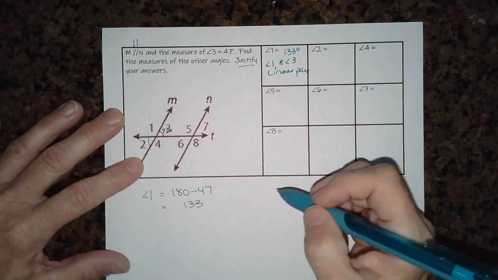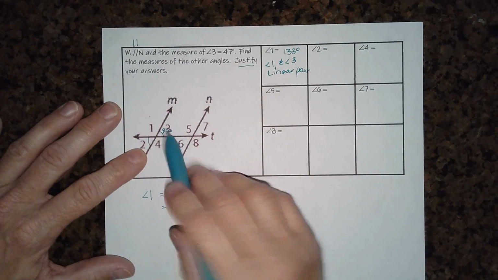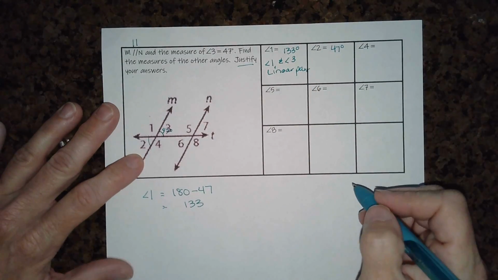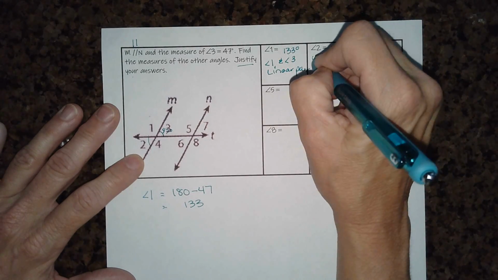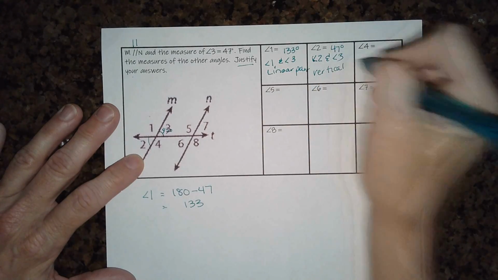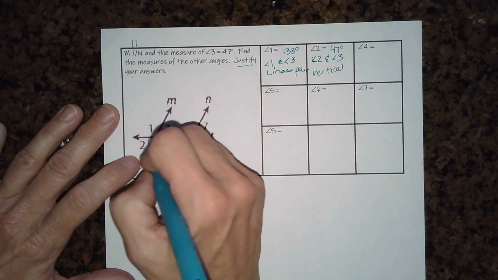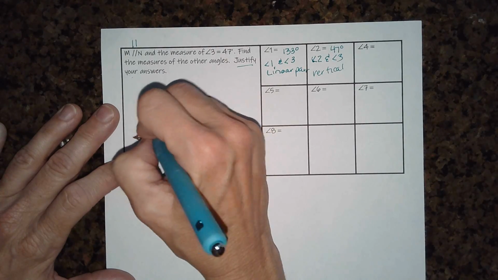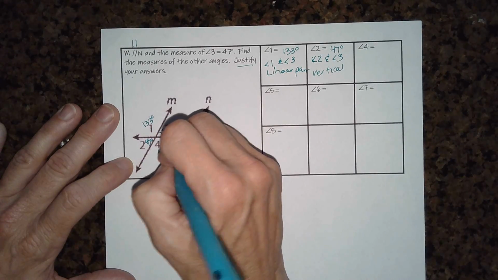Now angle 2. You might say that angle 2 and angle 3 are vertical, so therefore angle 2 must be 47 degrees because vertical angles are congruent. So angle 2 and angle 3 are vertical. That's our justification. Angle 4, we know that this is, what did we say this was? This is 47, this is 133, and angle 4 would also be 133.